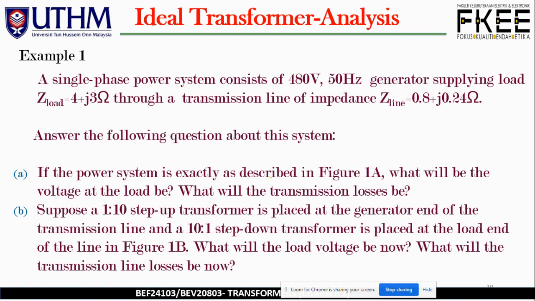So example number 1: a single phase power system consists of a 480 volts, 50 Hz generator supplying a load, Z load, 4 plus j3 ohms, through a transmission line of impedance Z line. So this is the line impedance, 0.18 plus j0.24 ohms. Answer the following questions about this system.